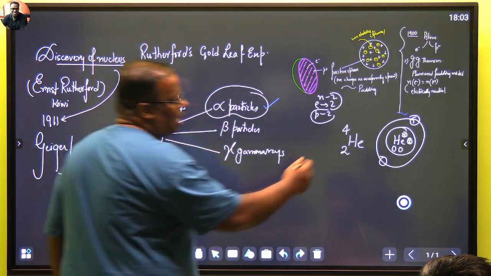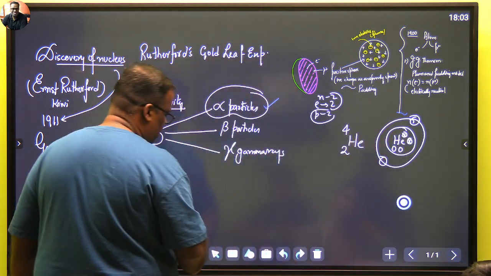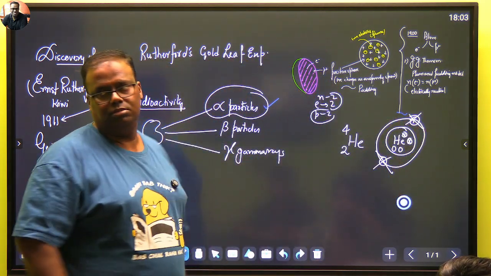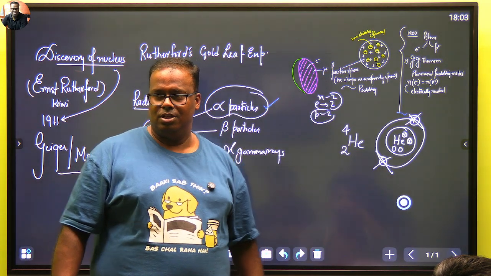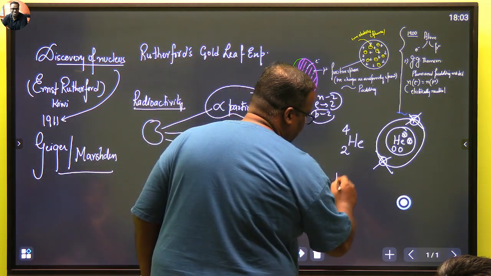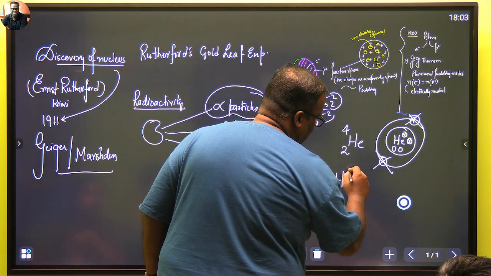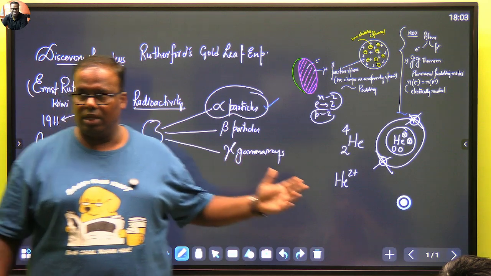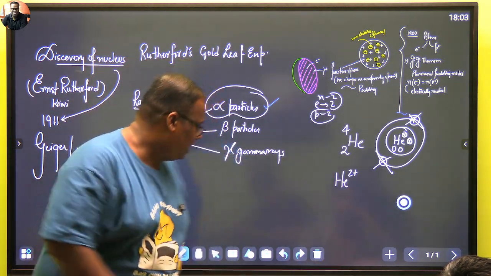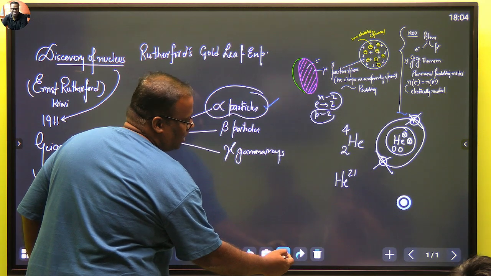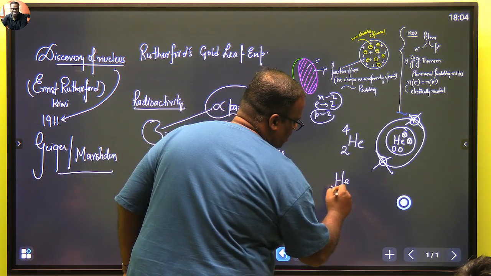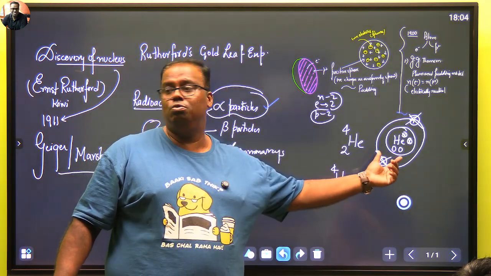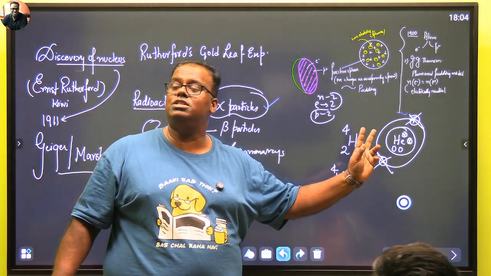Alpha particles are same as the helium nucleus, but they do not have these 2 electrons. तो अल्फा पार्टिकल को हम कैसे दिखाते हैं? He2+, and another way of writing it is we write it like this. He ये 2+ है और 4. 4 means an alpha particle is a helium nucleus whose 2 electrons have been taken away.